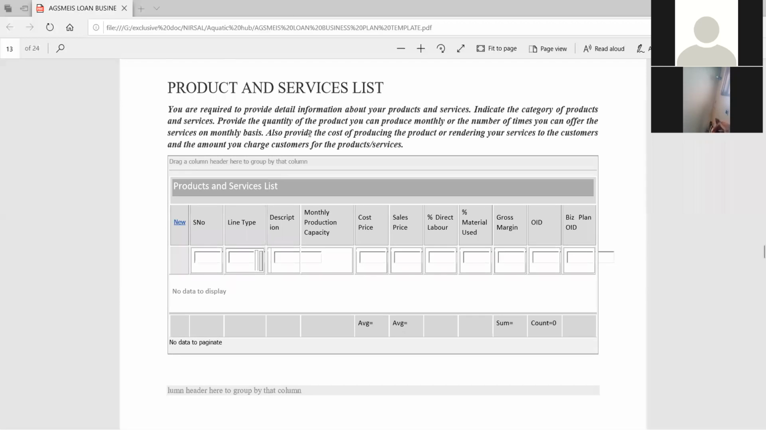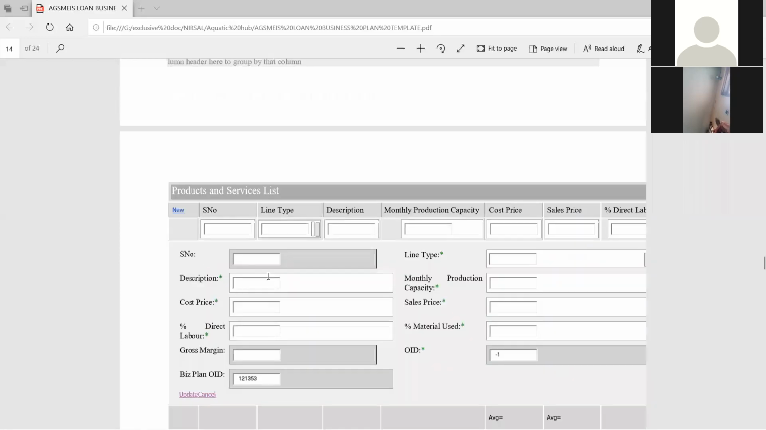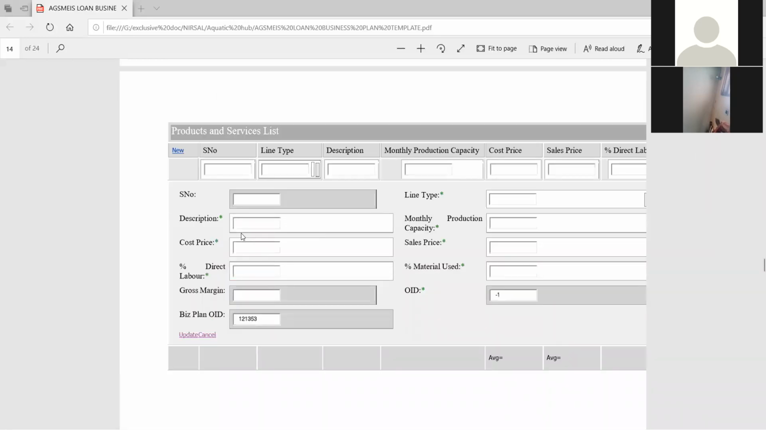Then for the products and services, if you are into products, you are producing products. Once you get to this segment, click on new. Just follow the same pattern. Once you click on new, this is going to open. Then the type of products. Okay, we were talking about Gary, right? We say red Gary.